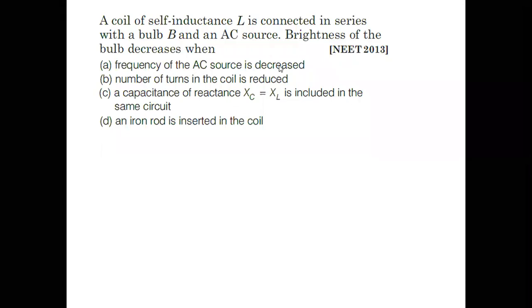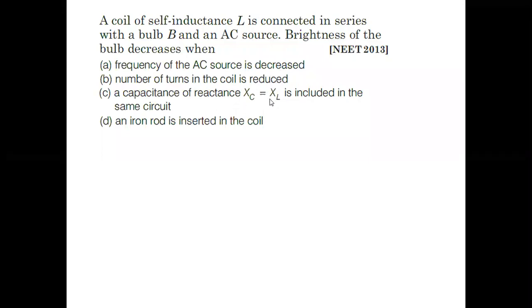Frequency of the AC source is decreased; number of turns in the coil is reduced; a capacitance of reactance Xc equal to XL is included in the same circuit; and an iron rod is inserted in the coil. The only simple analysis: a coil of self-inductance L is connected in series with a bulb B and an AC source. Bulb B supports a resistance.